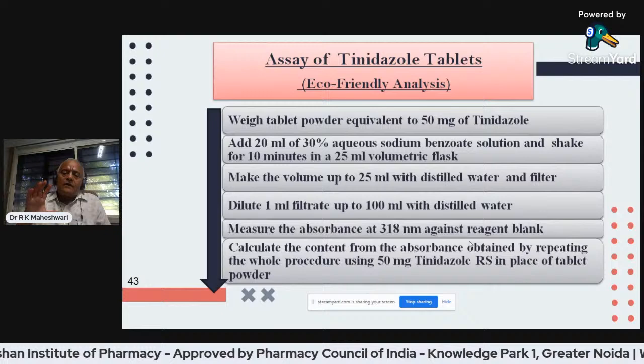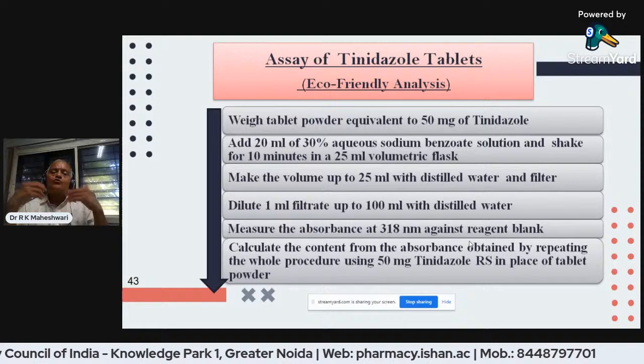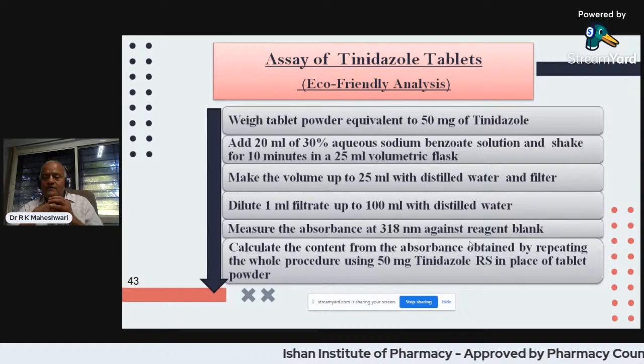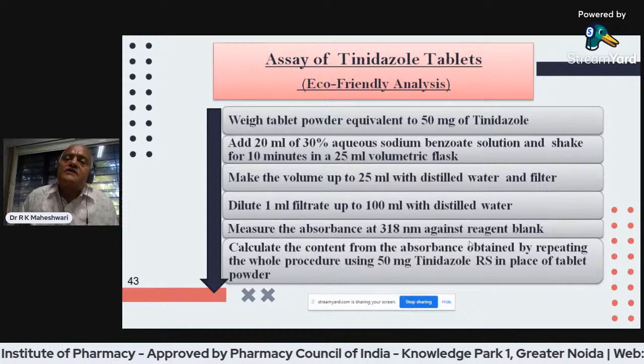Anyway, now the main thing is, up to this time you have measured the absorbance only. Now how to calculate the drug content? Now the last paragraph: calculate the content from the absorbance obtained by repeating the whole procedure using 50 milligram tinidazole RS in place of tablet powder. Means now you will have to apply a standard sample of tinidazole containing a known amount of drug.